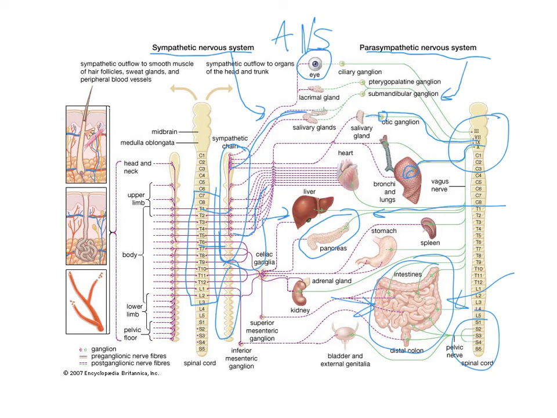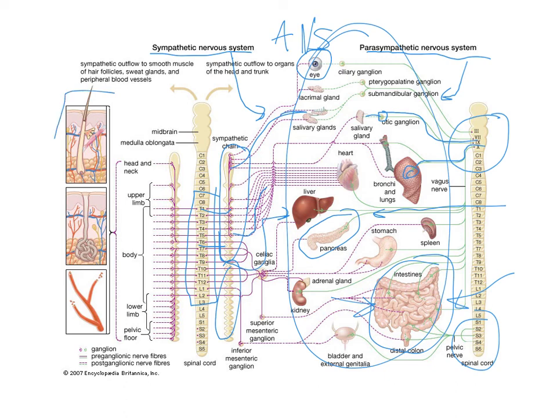Okay? So we call this idea of both systems working at the same time dual innervation. And between the two, what we'll see is autonomic tone. If I go back to this screen, we can see that almost all organs have innervation from both systems.